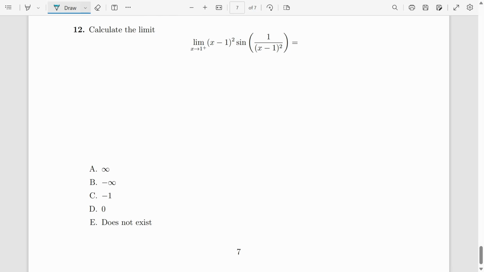All right, it's one of those one-sided limits again, where you're just asked to find the limit as x approaches 1 from the right side. So what I recommend doing for every limit is plugging in the value that x approaches and seeing what happens. You can usually determine the best path forward after that. So let's plug in 1 for all these x's. We get 1 minus 1 squared times sine of 1 over 1 minus 1 squared. This will evaluate to 0 times sine of 1 over 0.